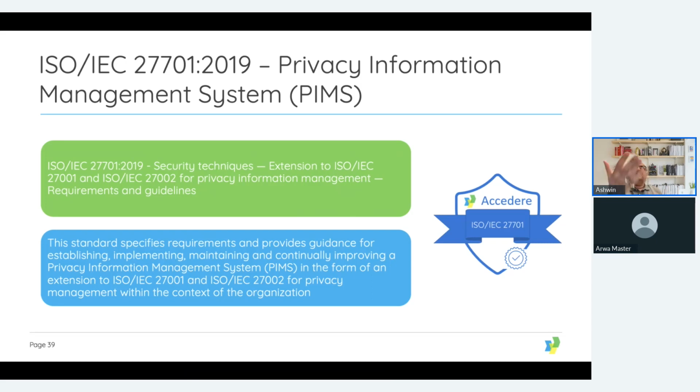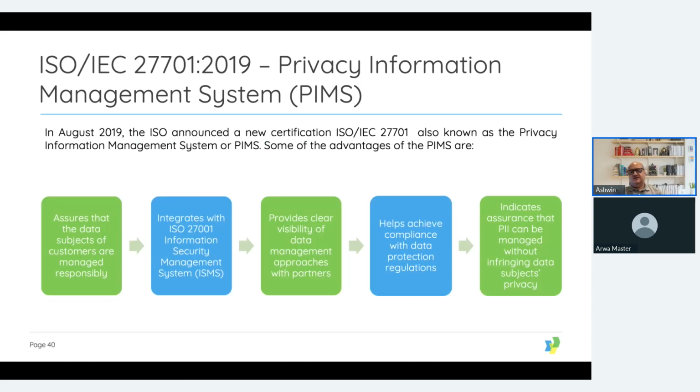But when it was brought out in 2019, the PIMS standard was directly aligned to the 2013 standard. And you'll see some of those slides that we have are still mapping to them because it's easier for us to map to 2013 despite the 2022 Act also coming. But more or less, if you see, the controls are similar. So the PIMS assures that data subjects and customers are managed responsibly. It will integrate with the 27001, which is ISMS. It will provide clear visibility to data management approaches and partners. It will help to achieve compliance.